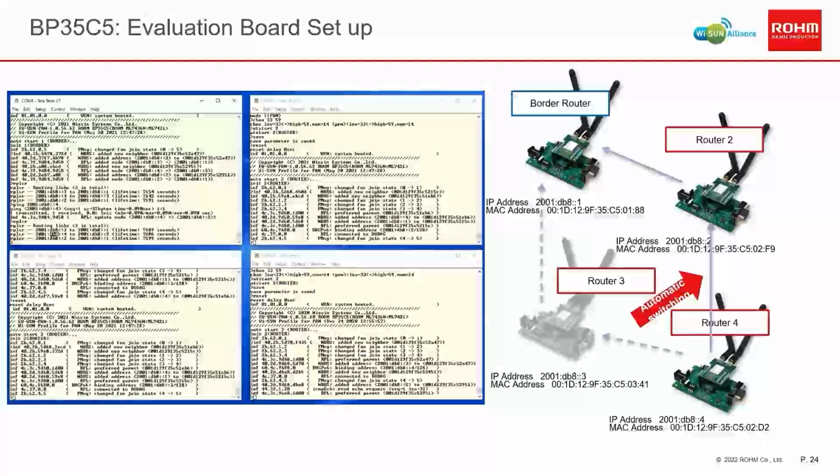Now we can ping again to see if communication is possible. From this, you can understand how the route was automatically switched and the line restored. This concludes the setup for the BP35C5 kit, providing testing of the functions and showing how easily reliable communication can be obtained.